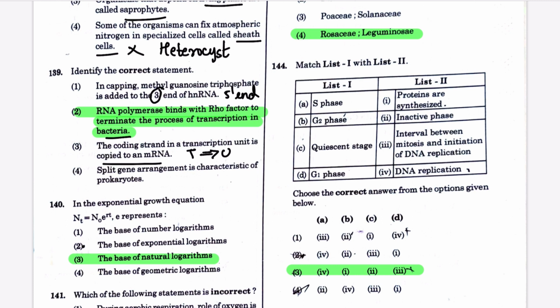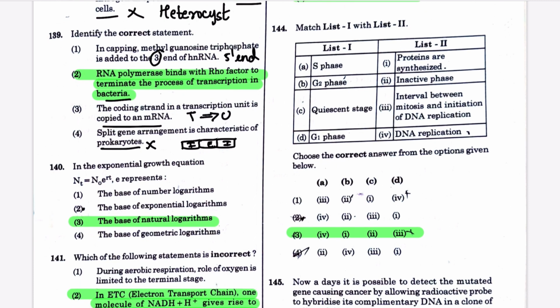So split gene arrangement is characteristic of prokaryotes. No, it is wrong. It is a characteristic of eukaryotes. What is this split gene arrangement? We have introns and exons interconnected like this, right? So this intron exon arrangement can be seen only in eukaryotes and not in prokaryotes. Okay, so the correct answer is 2. 140, in the exponential growth equation, they are asking what this e represents. The e will represent the base of the natural logarithm. The value would be somewhat around 2.718, something like that, right? So option 3 is right.